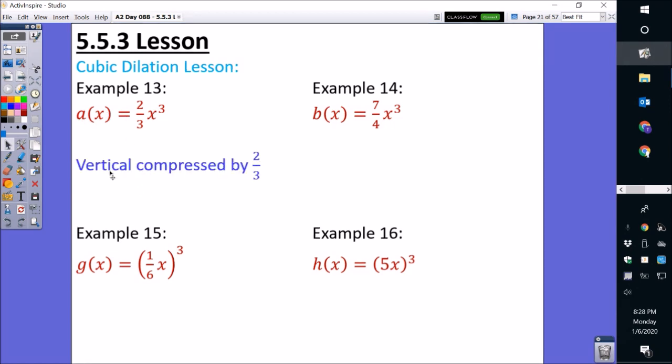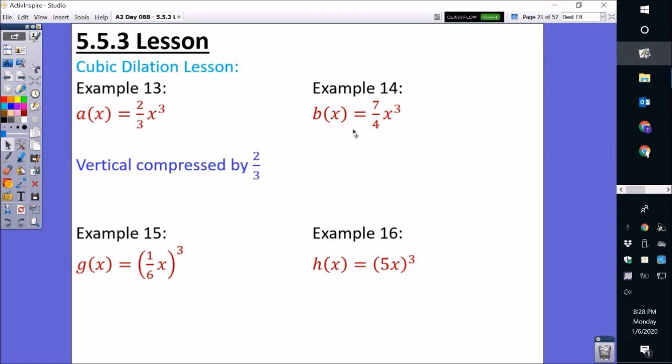So again, vertical because it's outside in the front, even though it doesn't have the visible parenthesis. But if you have a problem like this, it's okay to write down the parenthesis, stating that 2 over 3 is the outside. Compressed because 2 over 3 is less than 1. And then you always have to include by what factor, which is by 2 over 3.